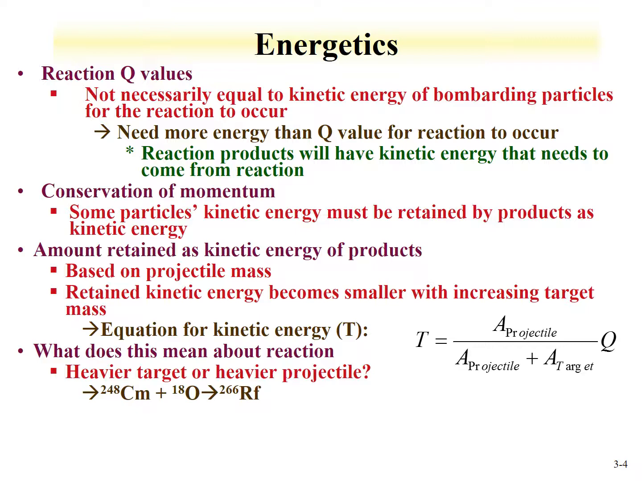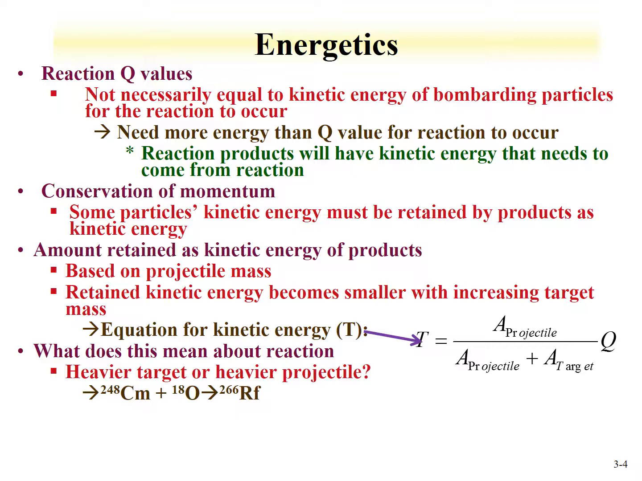The retained kinetic energy becomes smaller as the target mass increases, with the equation that's listed here, where if I take the Q value and multiply it by the fraction of the mass of the projectile divided by the mass of the projectile plus the mass of the target, I'll get the equation for the kinetic energy that's necessary for the reaction. We'll see this is eventually going to come into something called the threshold energy. Now let's look at this and think about what this means for a reaction where I'm making a compound nucleus.